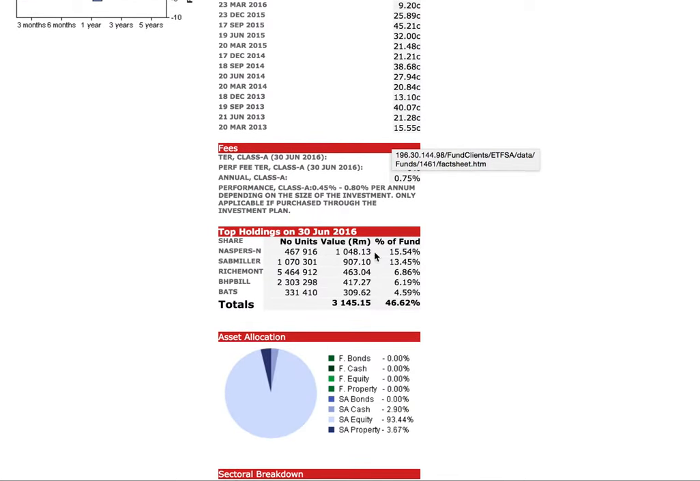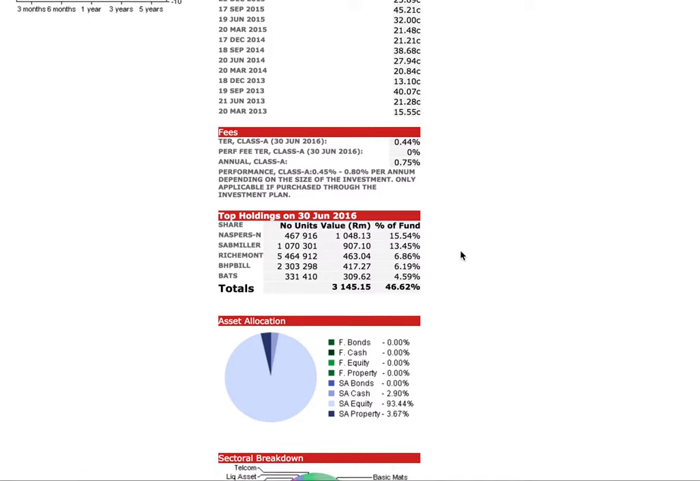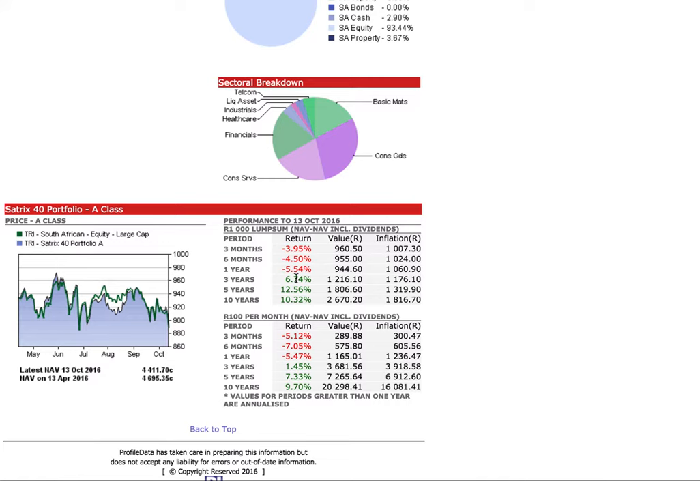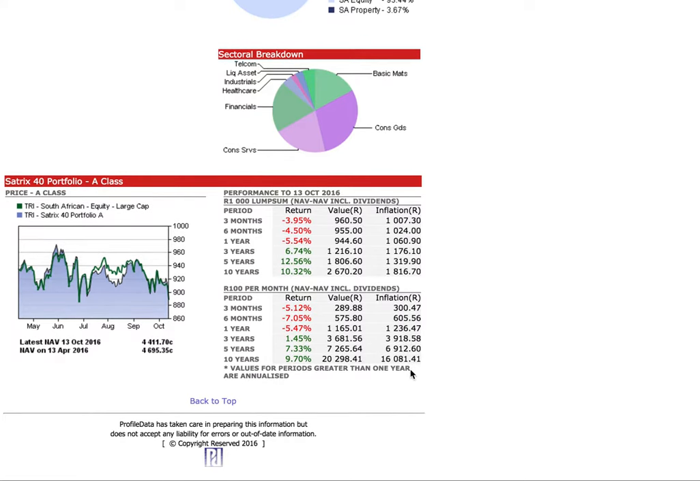You can see they've got 15% of the fund in Naspers, 13% in South African Breweries, that's like the beer company, BHP Billiton, British American Tobacco. They've allocated it according to market cap, and we can see how they've been split up. Surprisingly, they have been doing quite badly. After a year, you would have lost 5%, which is not good. You can see in the long run, they do make nice money, but lately there has been some turmoil in the market.